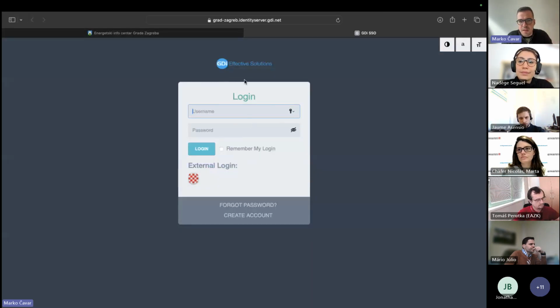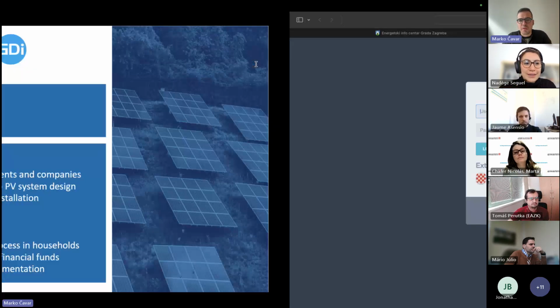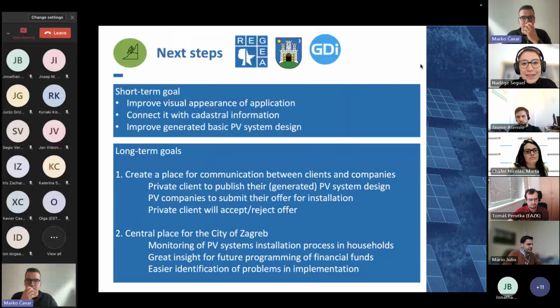I will not now go through this part of the application because it is really a mess. But I'm sure that in the future when it will be open, I will be happy to share it with you. So yeah, that's on my side.